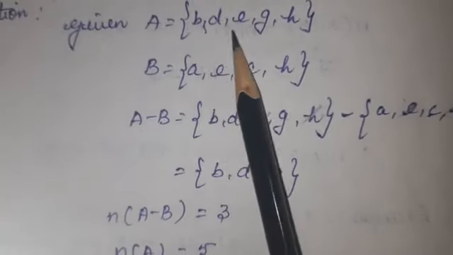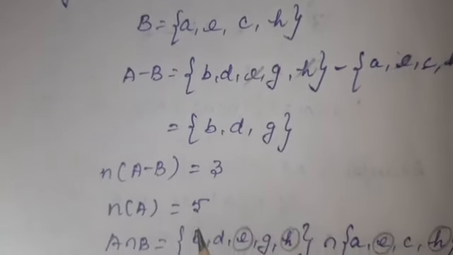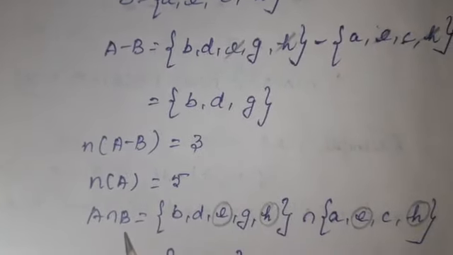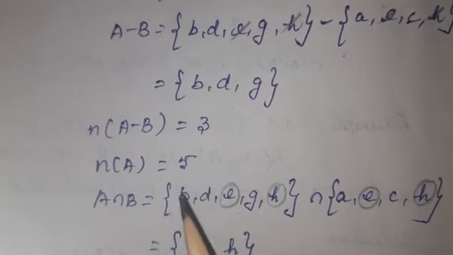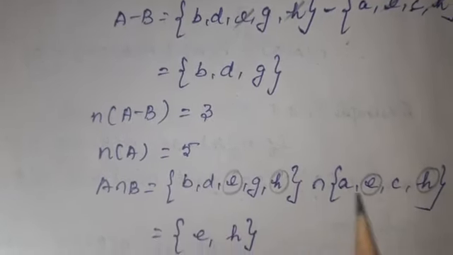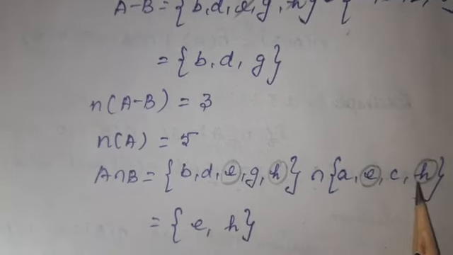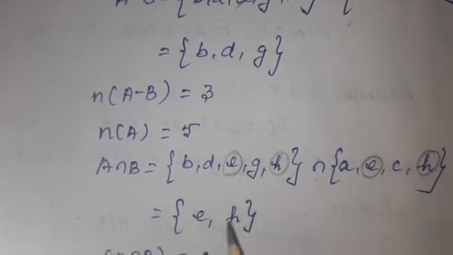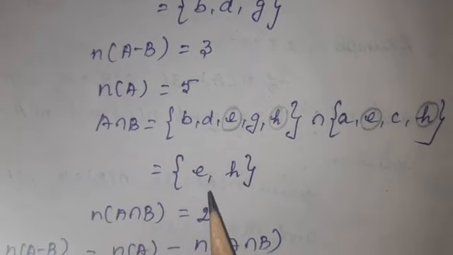Next, n(A). How many elements here? 1, 2, 3, 4, 5. That you should write here. Next, n(A ∩ B). In the formula they have given us A ∩ B, that one we should find. A intersection B set: intersection means common elements. The common elements are e, h. So how many elements are present in A ∩ B?